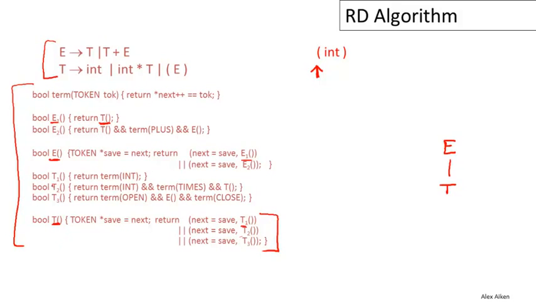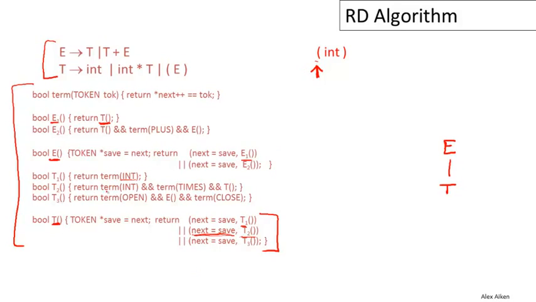And so it's going to call T1, and we'll see that T1 is going to fail because it's going to try an int. And I won't put it in the parse tree since it isn't going to work, but the int is not going to match the open paren. So that's going to return false, which will cause us to backtrack. It'll reset the input pointer to the beginning of the string, and then it'll try T2.